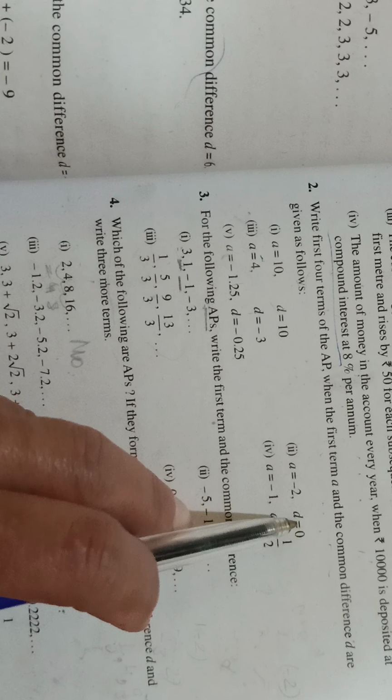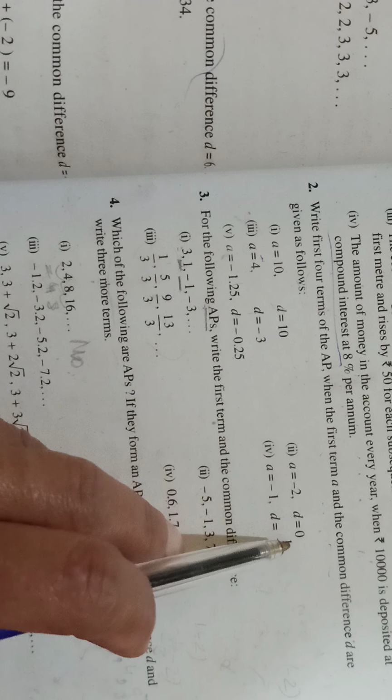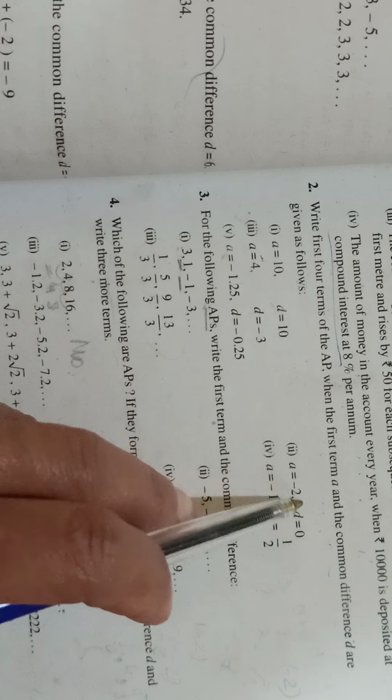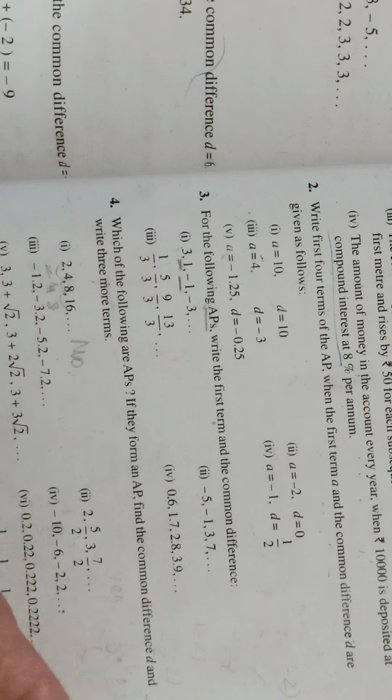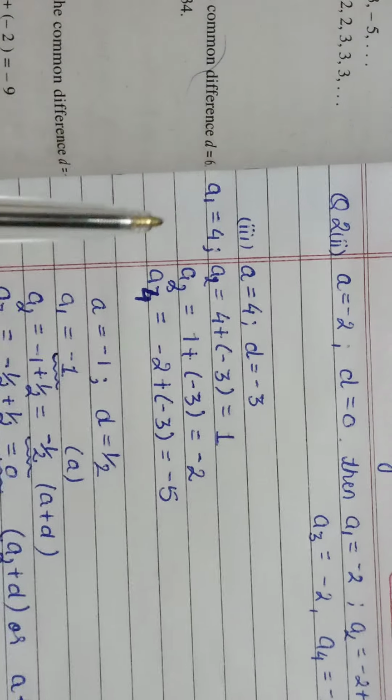See, just now they had said the common difference can also be 0. So if the common difference is 0, then naturally all the terms will come out to be the same, because adding 0 makes no difference to your question. Okay, so here it is.